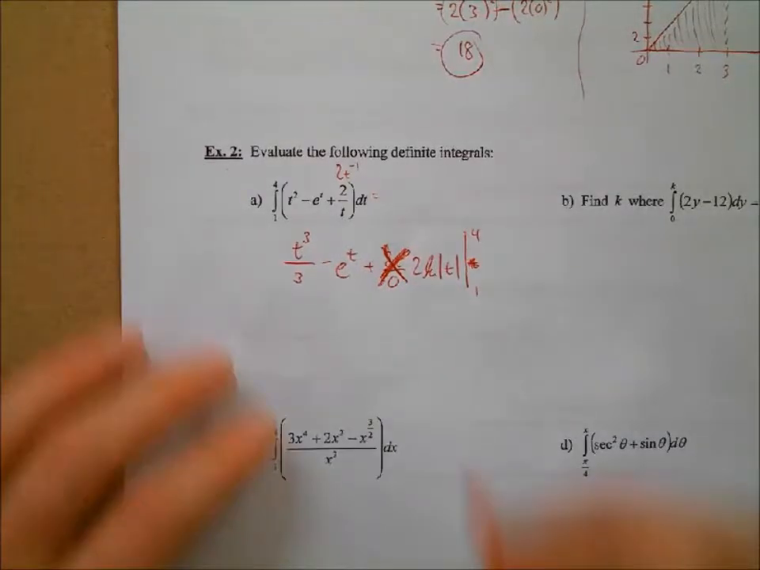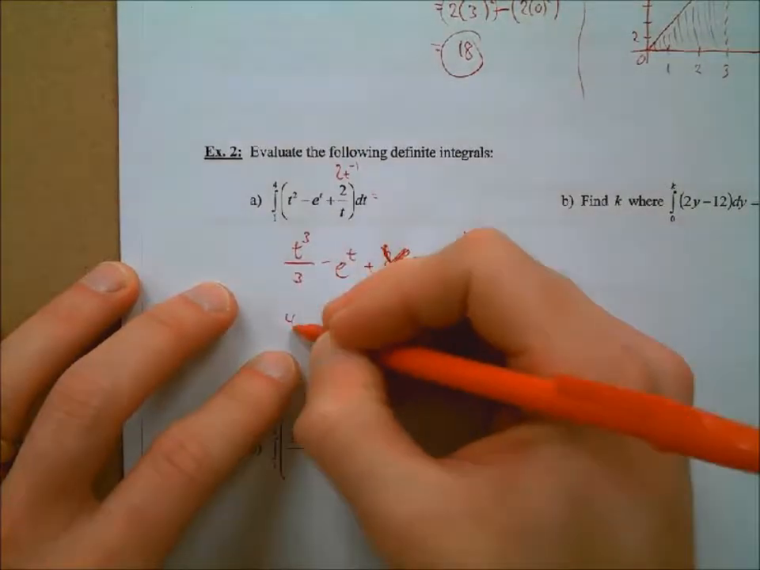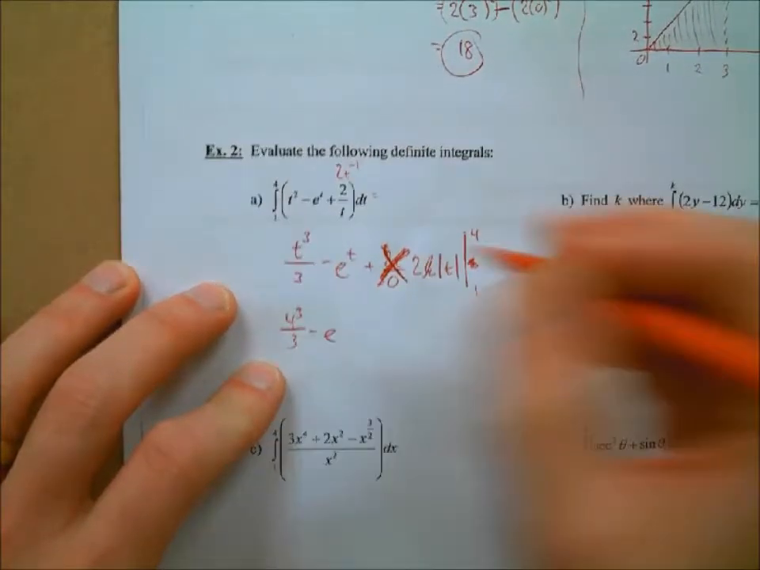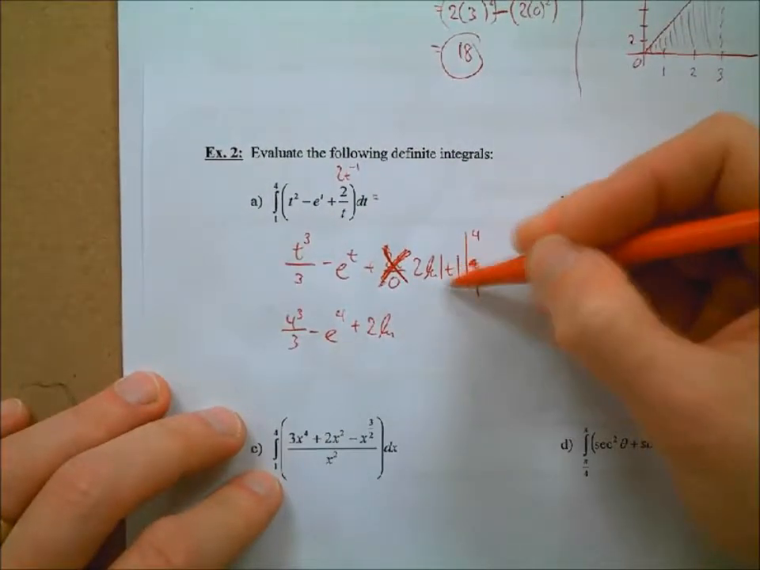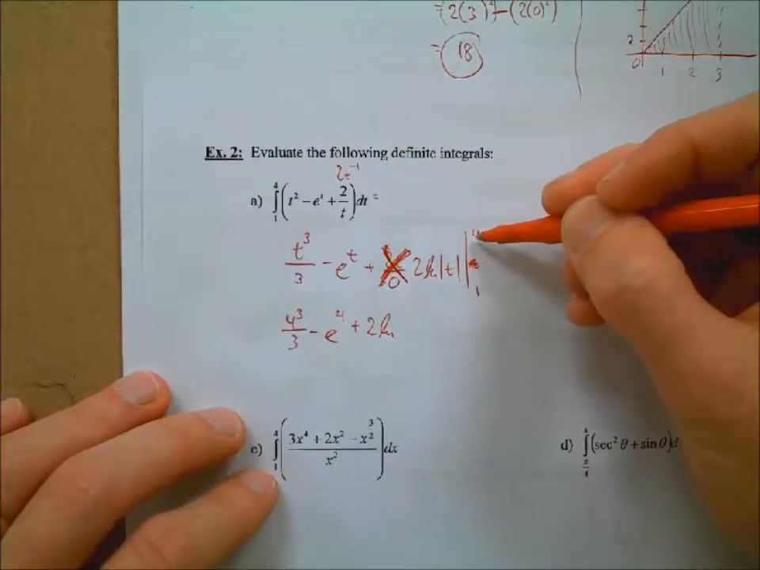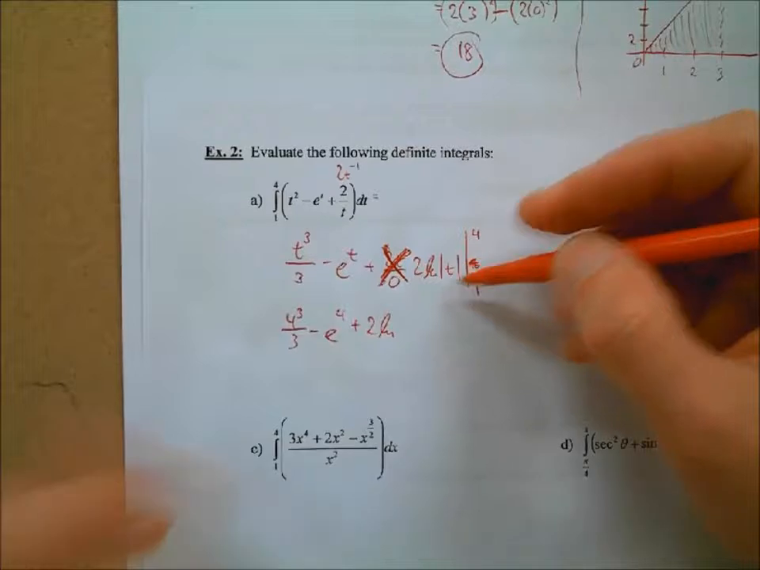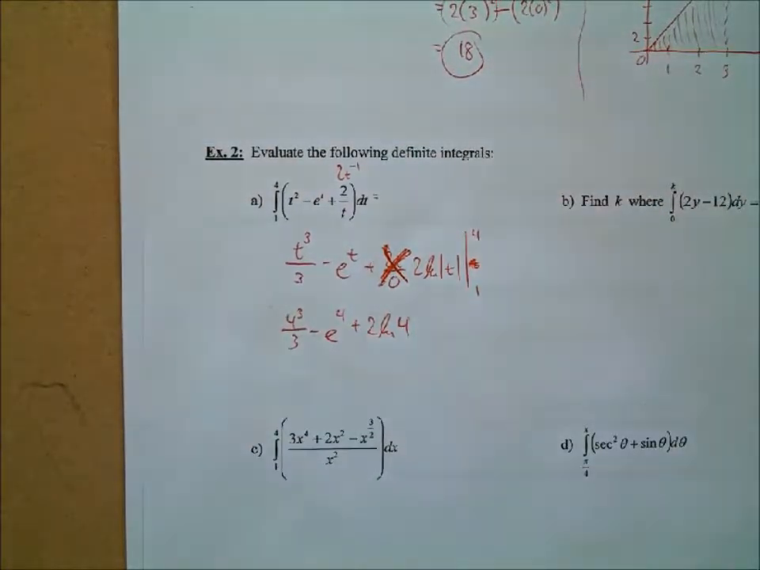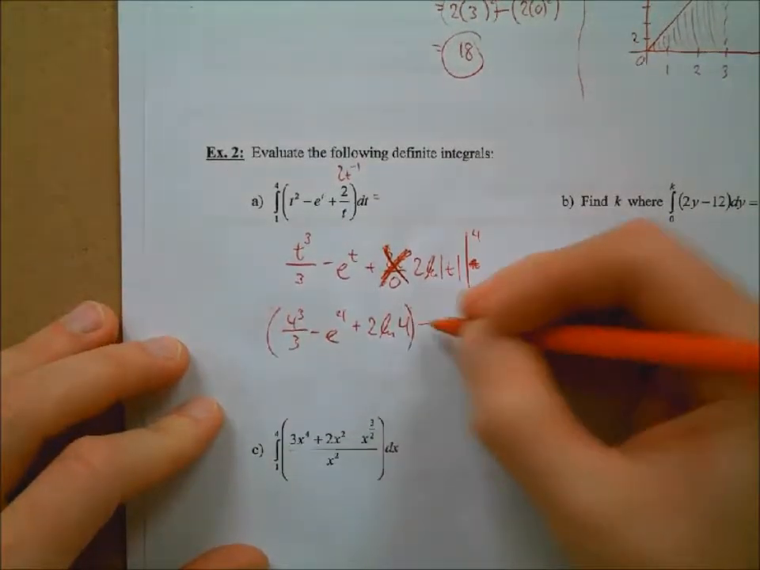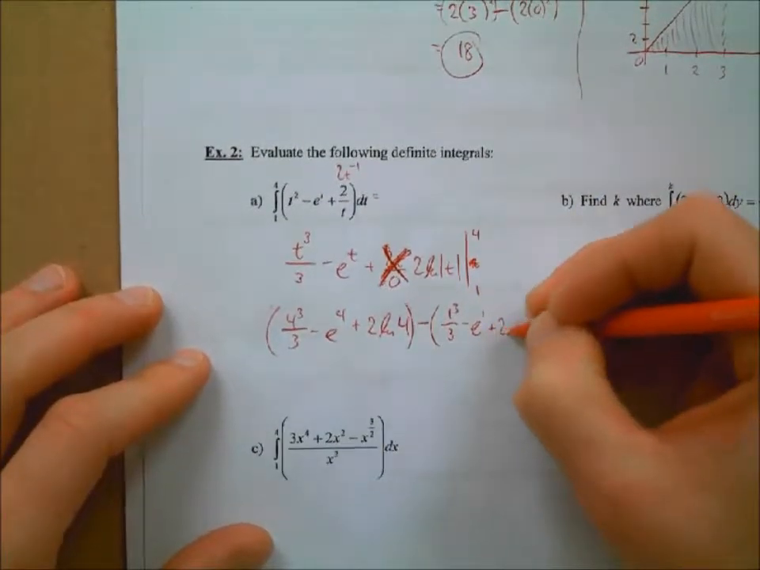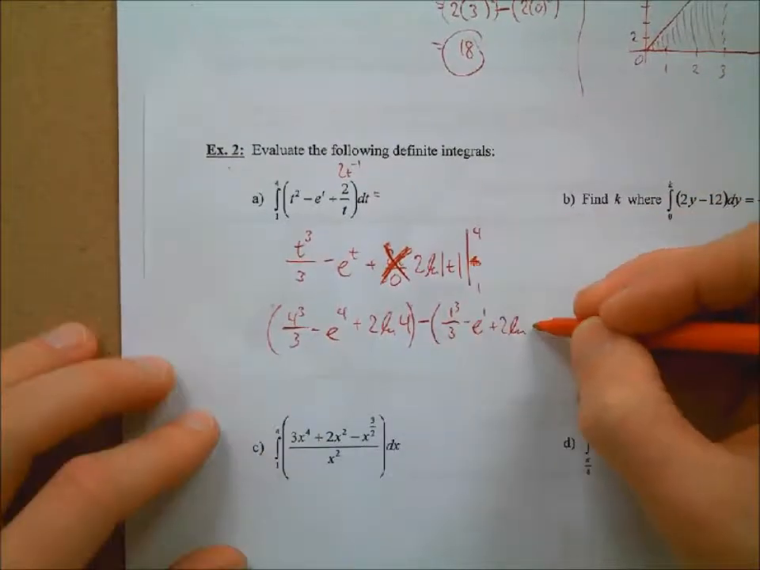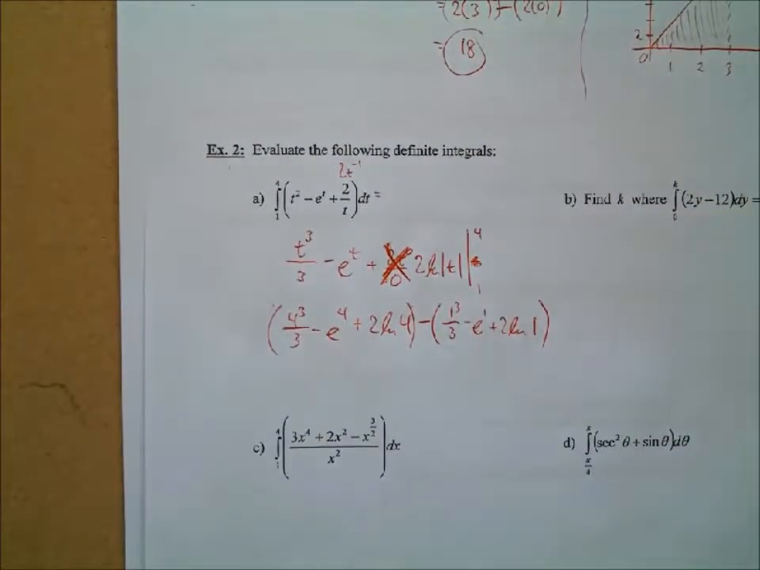Evaluated from 1 to 4. So we'll plug in the upper limit first. It'll be 4 cubed over 3 minus e to the 4 plus 2 natural log. Now, with the absolute values at this point, if I'm plugging in a 4, I can drop the absolute value, because absolute value of 4 is 4. So I can just say natural log of 4. If you want to continue to write the absolute value, that's fine, but it's not necessary. So there's the upper limit plugged in, minus, now we're going to plug in the lower limit, 1 to the 3rd over 3 minus e to the 1 plus 2 natural log. Again, absolute value of 1 is just 1, so you don't need to worry about the absolute values there. You can just drop it.